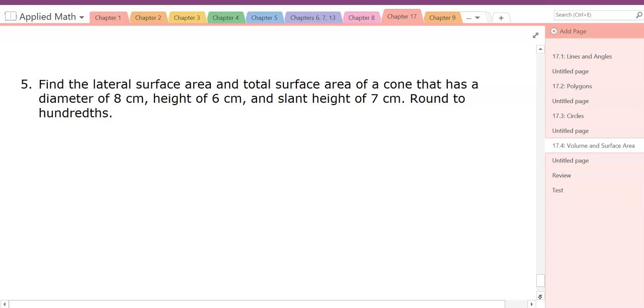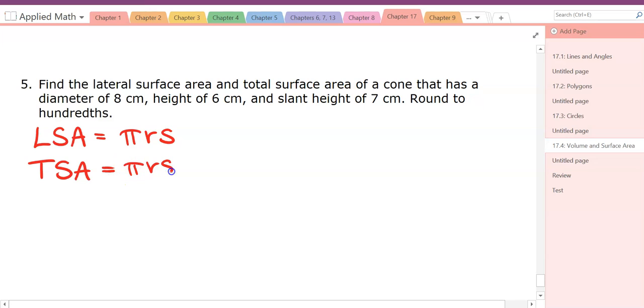You have to use slant height when you're talking about surface area. You don't use it for volume. Volume, you use the perpendicular height inside of the shape. So for a cone, if we go back onto that formula sheet, your lateral surface area is pi r s. S is that slant height that I was talking about. And then total surface area is pi r s plus pi r squared.